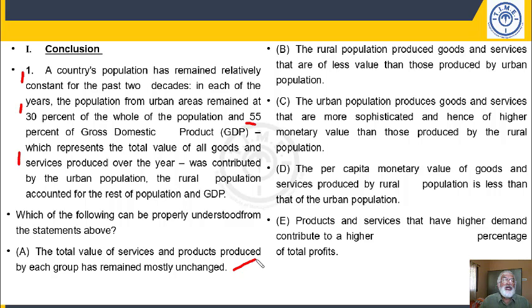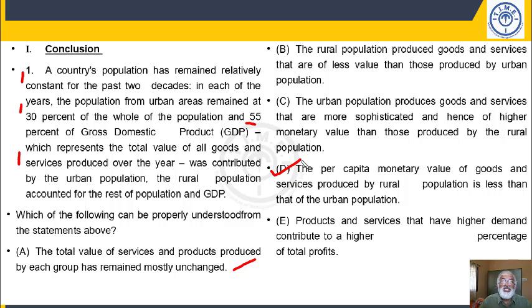We said that the urban are more productive than the rural, which is per capita monetary value of goods and services produced, that means the value of goods and services produced by each person, which means their productivity. So D then corresponds to the thought that we had, which therefore is the conclusion that we're looking at. Products and services that have higher demand contribute to a higher percentage. There isn't enough information here to come down to the demand for products and services. So D is the conclusion to this.